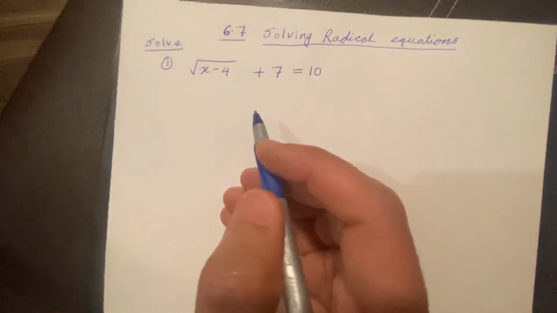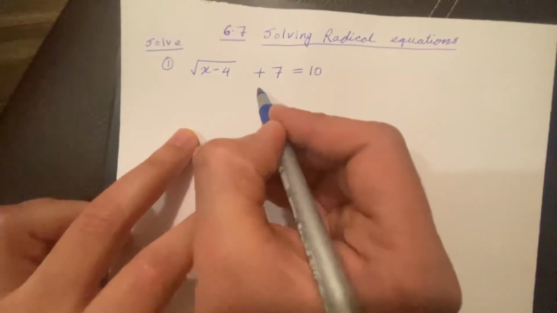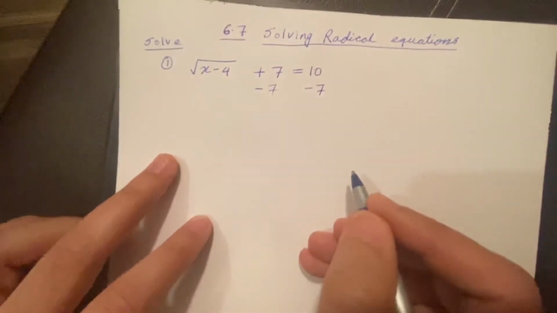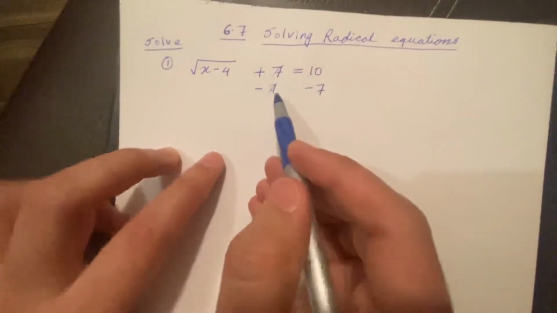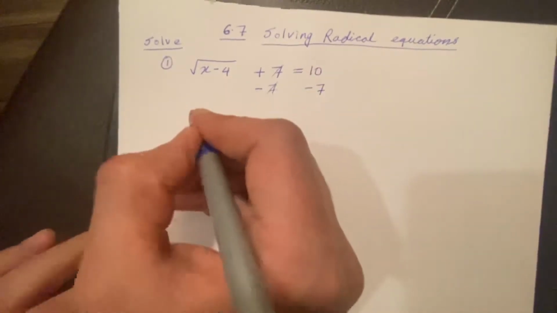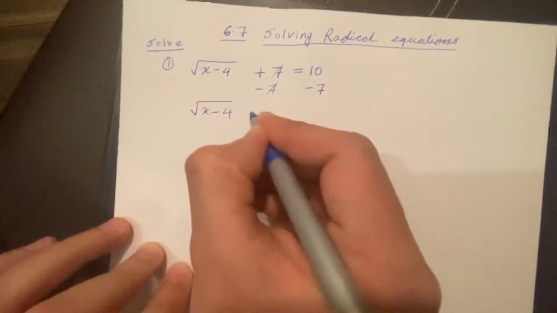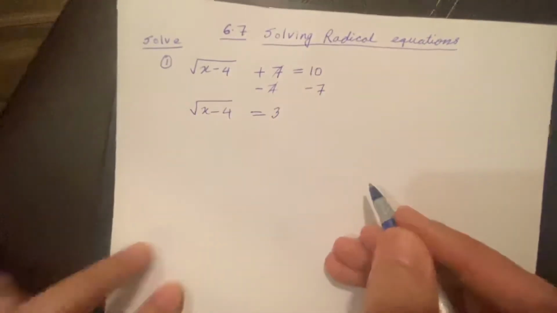So the way we can do that is first we can just subtract 7 on both sides. All right, so on the left hand side, 7 minus 7 is equal to 0. So on the left hand side we just have the square root of x minus 4, and on the right hand side there is 10 minus 7, which is 3.